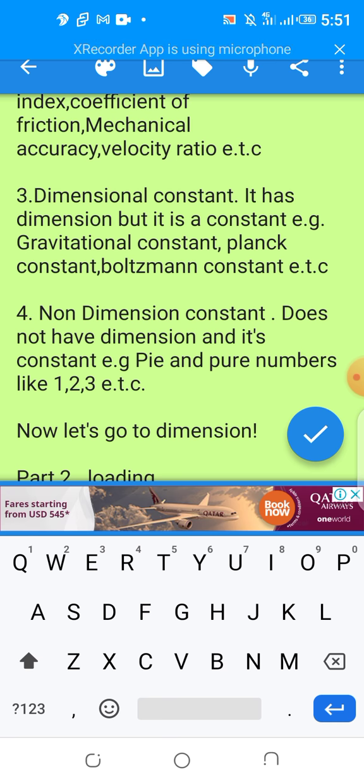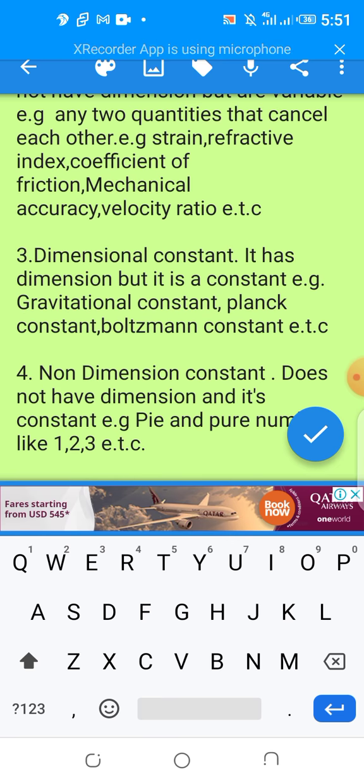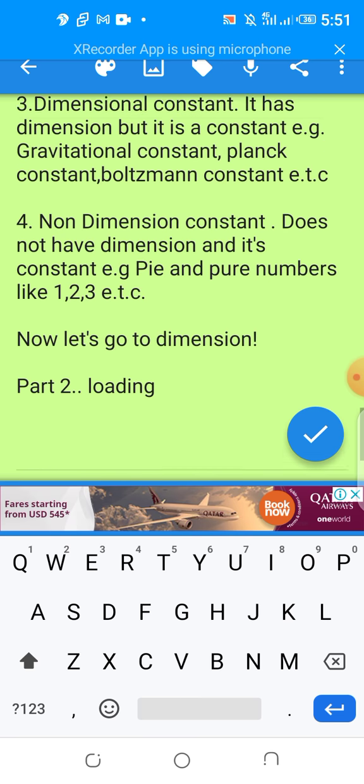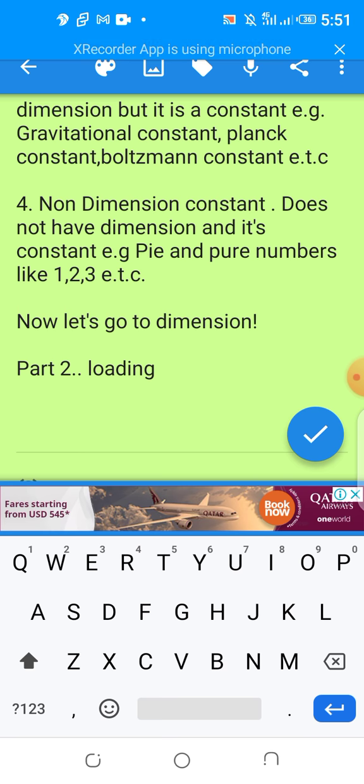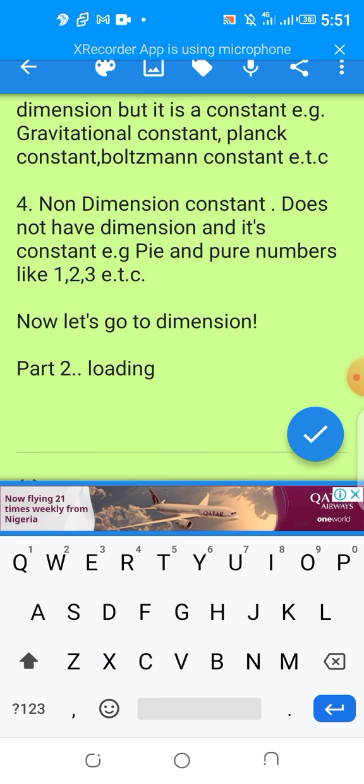Do you understand? So now we have treated the 4 types of dimension. We said we have dimensional variable, non-dimensional variable, dimensional constant, non-dimensional constant. Now let's go to dimension. This one that we want to do now will be part 2 of the video. We are going to do it in 3 ways.